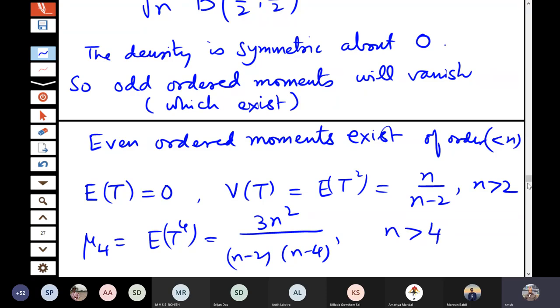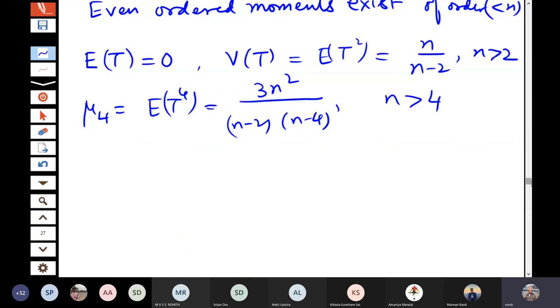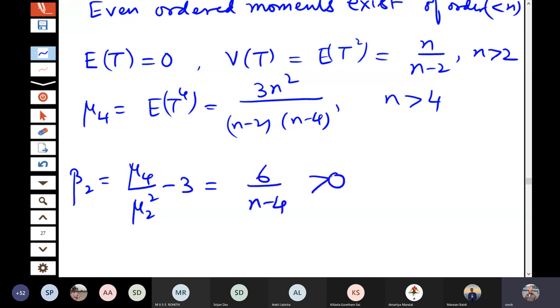So if you calculate beta 2, that is the measure of kurtosis, that is mu 4 by mu 2 square minus 3, that is 6 by n minus 4. So it is leptokurtic. But one thing is that as n becomes large, it will converge to the kurtosis of the normal distribution.